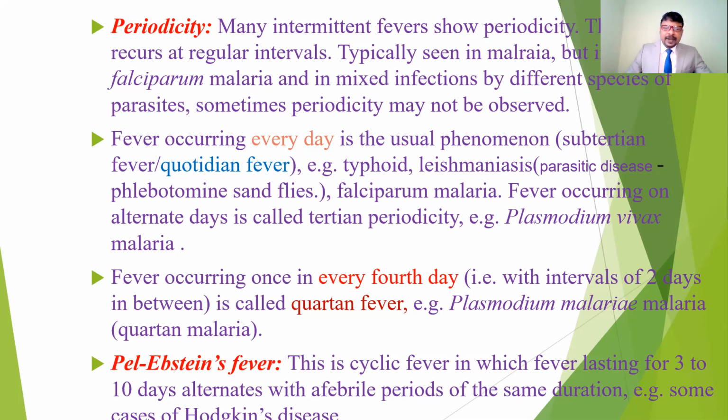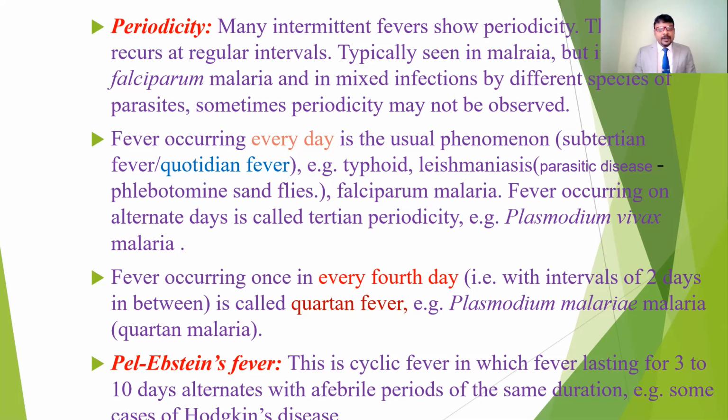Normally, if anybody has typhoid fever, they get fever every day. That is called a quotidian fever, commonly seen in it. They get the fever every day, most commonly in typhoid and also leishmaniasis. This one is a parasitic disease. Because of the bite of phlebotomine sandflies, one may get the fever. So every day they get this continuous fever.